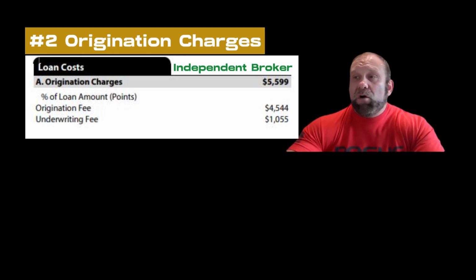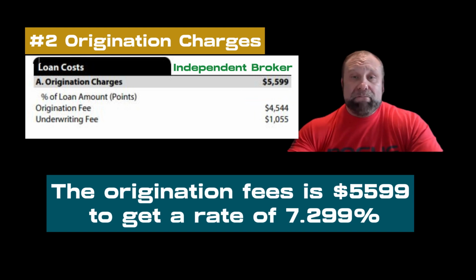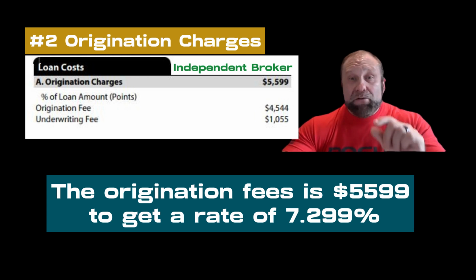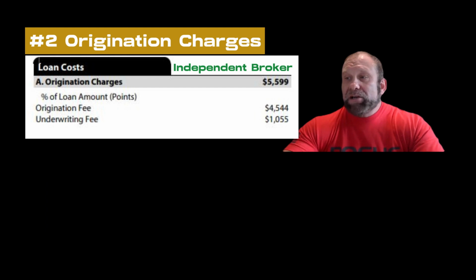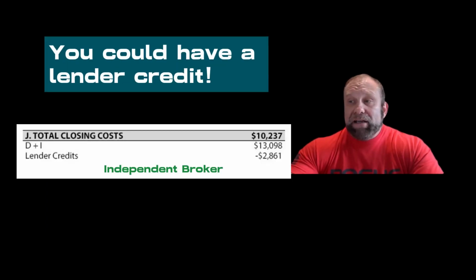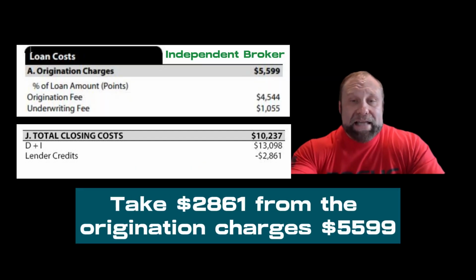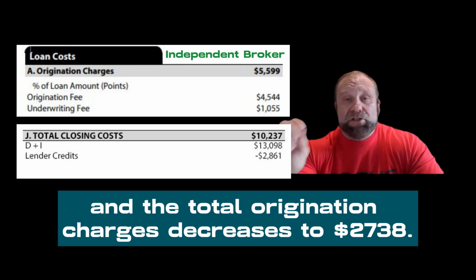Now, if you look at this, on this origination is $5,599. That's to get a rate of 7.299. Now, that's what they're charging, but not so fast. One other thing you got to look at here is lender credit. So in line item J, you could have a lender credit. So right here of $2,861. That means you have to take that from the origination charge, and now they're charging you $2,700 total.